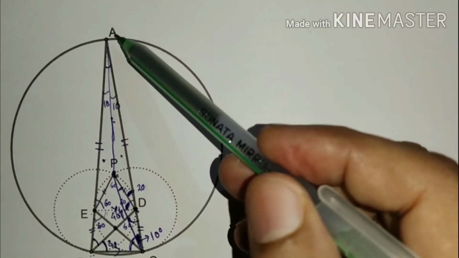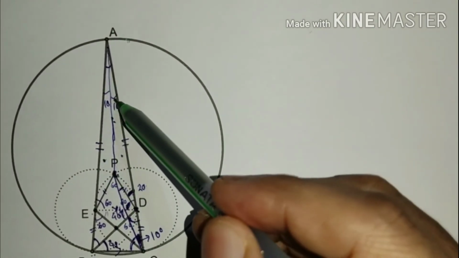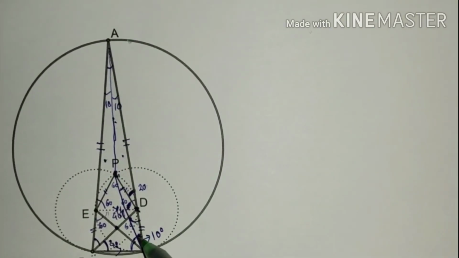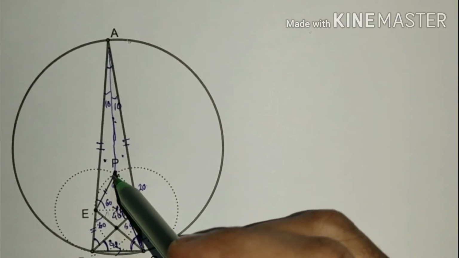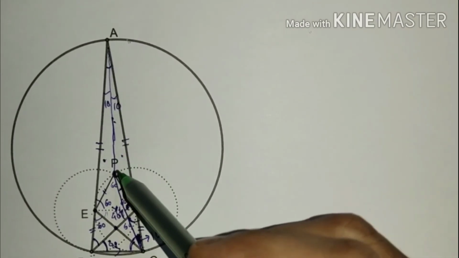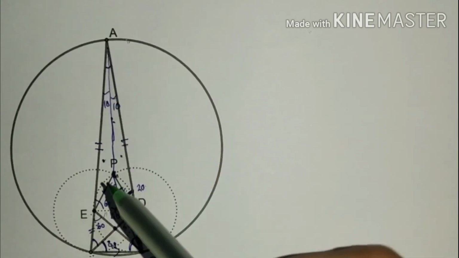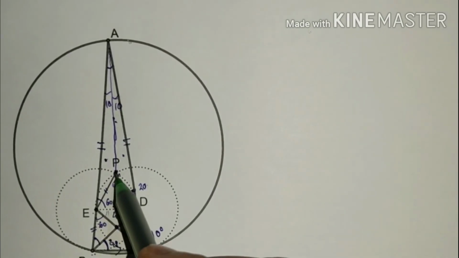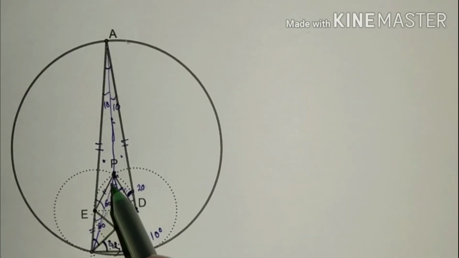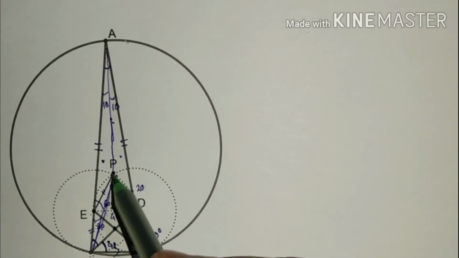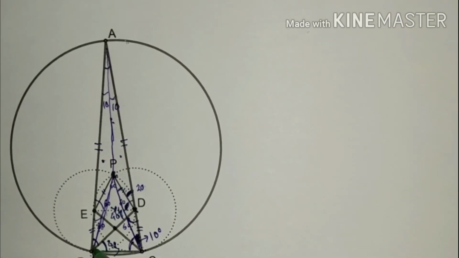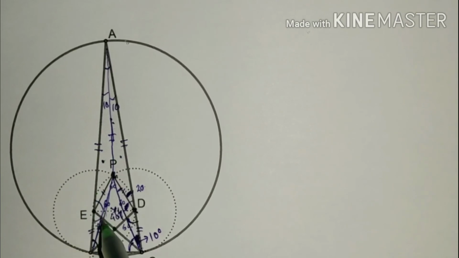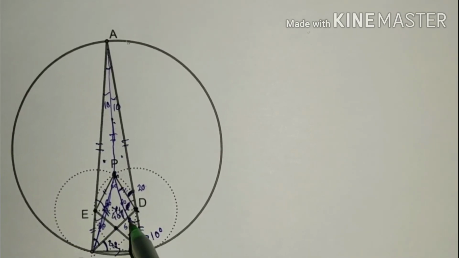Now consider triangle APC. This angle is 10. This angle just now found is 10. So it means it is an isosceles triangle again, where PA is equal to PC. Similarly, if we join PB, PA is equal to PB. It means PA is equal to PB is equal to PC.